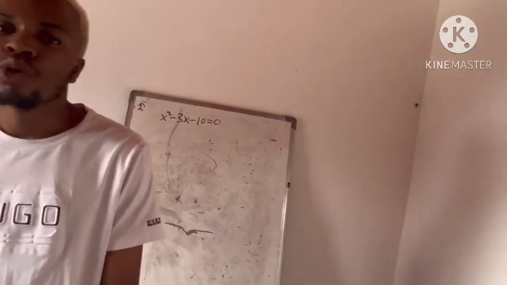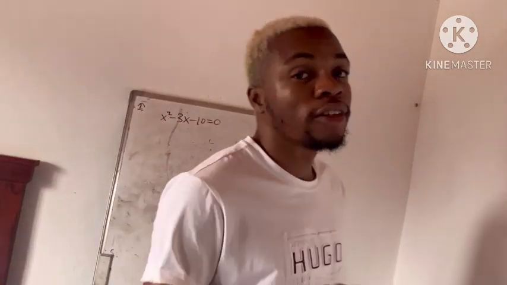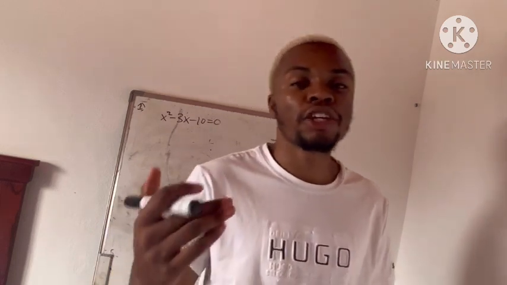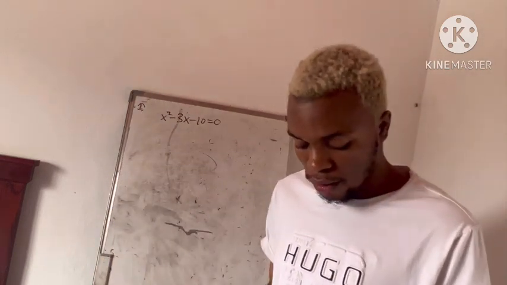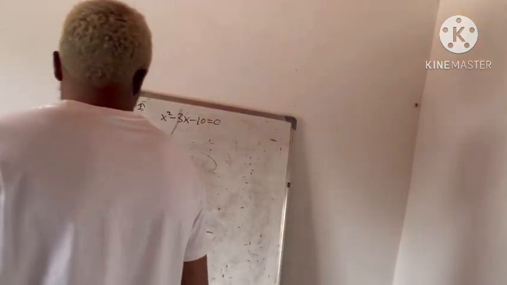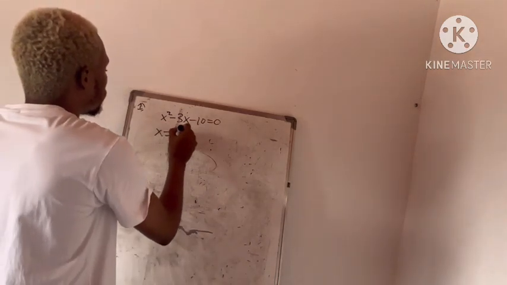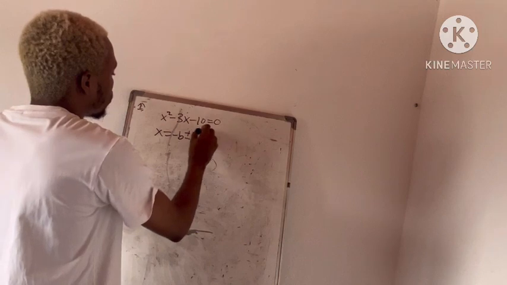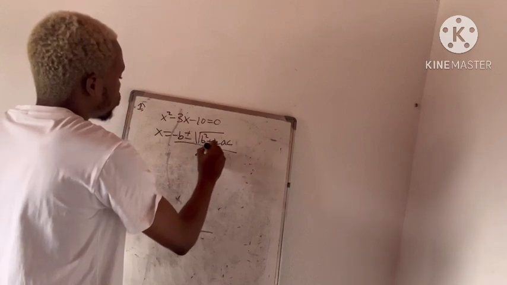So we have spoken about the first method, which is the factorization method, and I've taken you through that, and we have managed to have our solution. So the next one we got to do now is the quadratic formula. As I said before, our quadratic formula is x equal to minus b plus or minus the square root of b squared minus 4ac, all on 2a.